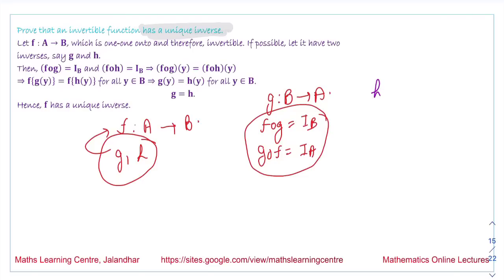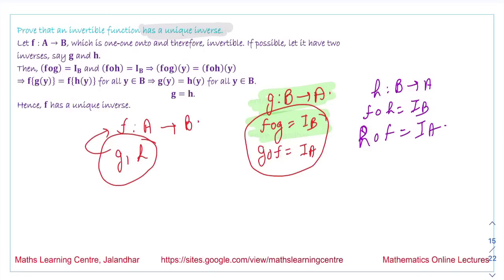We are saying there exists a function h from B to A which satisfies foh is equal to IB and hof is equal to IA. Now fog is equal to IB because g is the inverse of the given function f, and foh is equal to IB. We are talking about these two conditions: one is fog is IB, second is foh is IB.